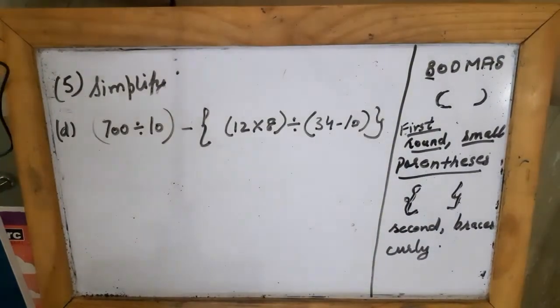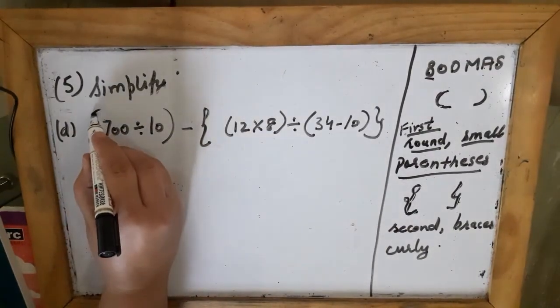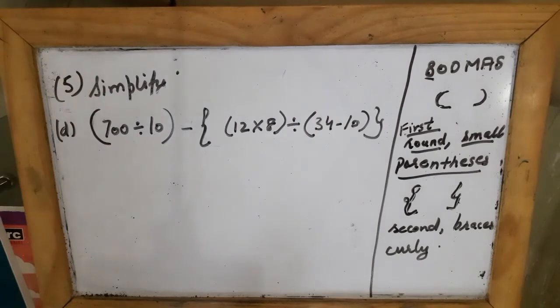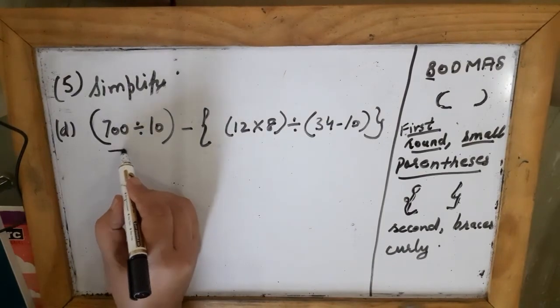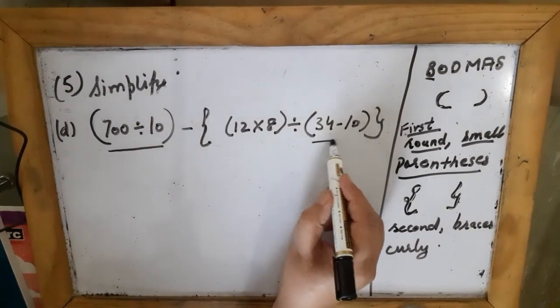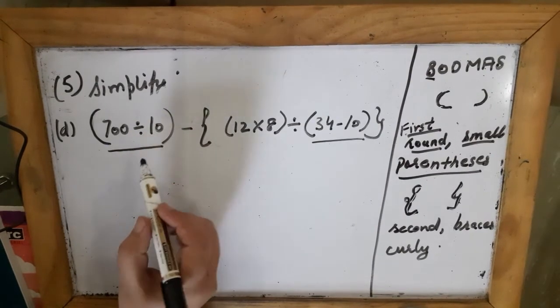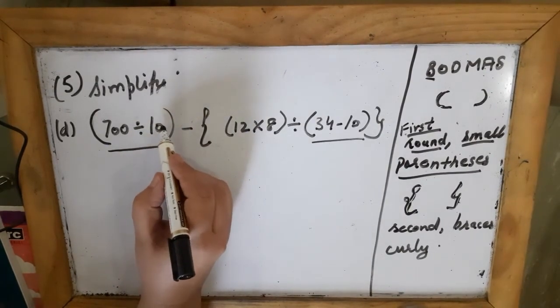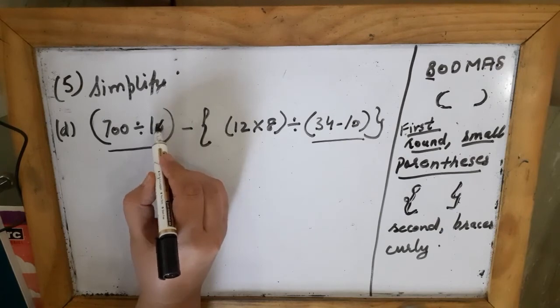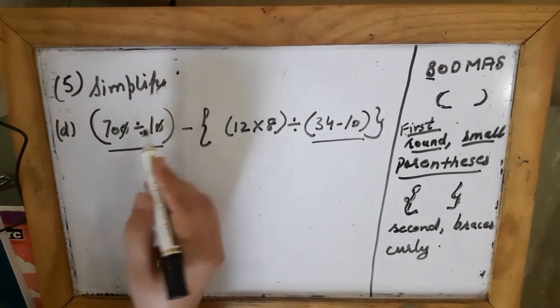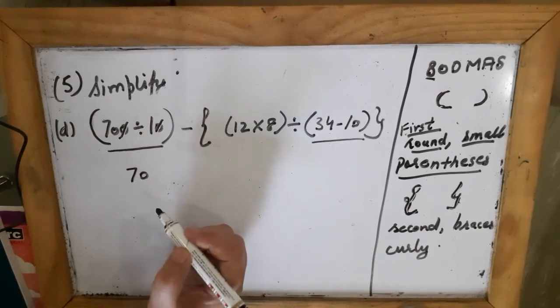Okay, now in the D part you can see again more than one brackets, curly bracket also and small bracket also. So I have to solve the small bracket first. So small bracket, here also you have and here also you have. So 700 divided by 10. So I told you when we divide, the last zeros, like this zero gets cancelled with this zero, and 70 divided by 1 is 70, right?